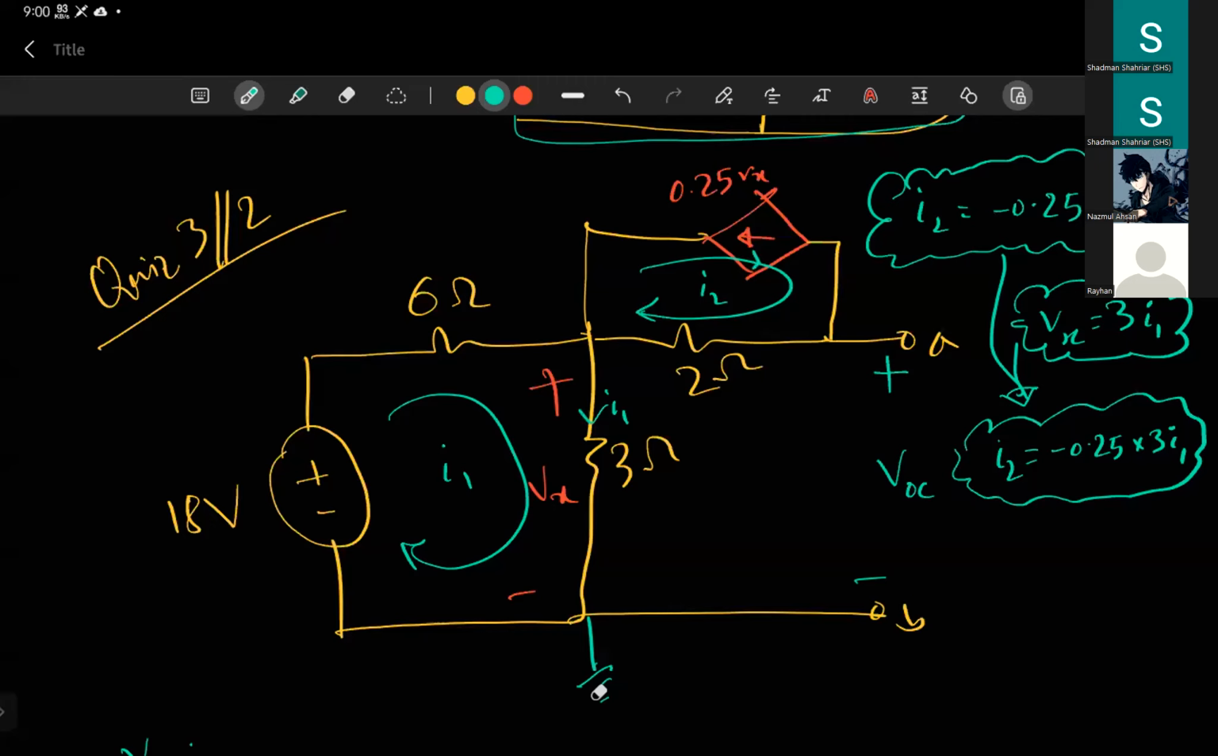Yeah. So here for the other equation, other mesh, we have the equation of I2. Sorry, I'm really exhausted today.